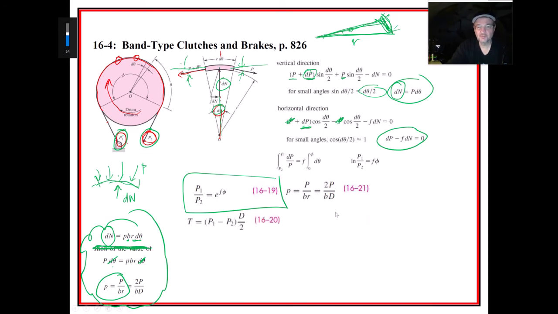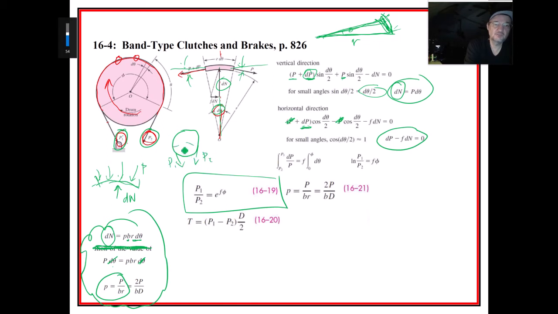That would probably be better if you see the next equation right here. But let's just put that on a back burner for a second and say that the torque is going to be equal to the difference between these belt tensions at the ends times d over 2. We could find that from another free body diagram if we took the sum of the moments and we take a look at P1 and P2 right here.